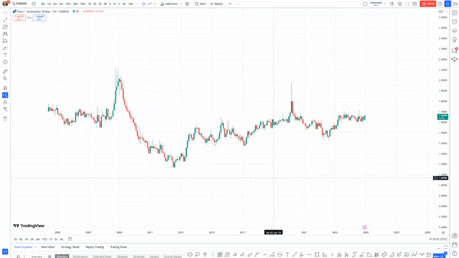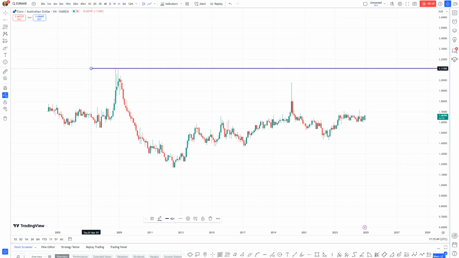Let's look at Euro AUD on the monthly time frame. On the monthly time frame, let's be very honest that Euro AUD is not moving. The market is more in the phase of a consolidation. But we must look at what price has done and see if the market is bullish or bearish.